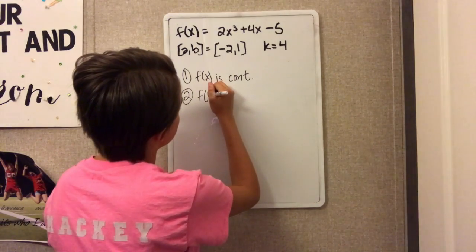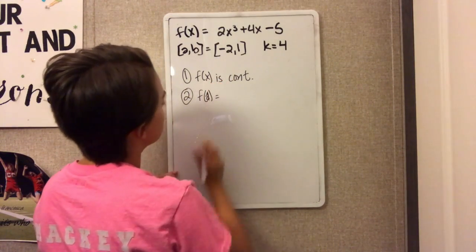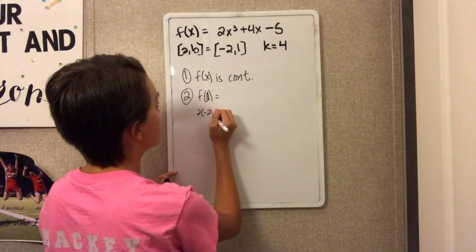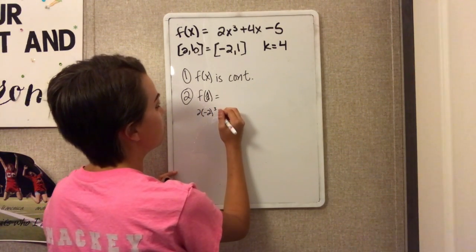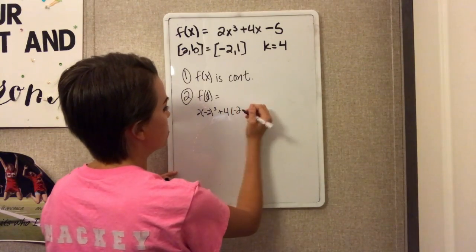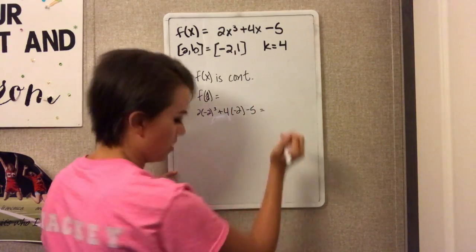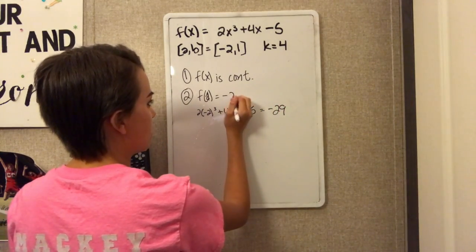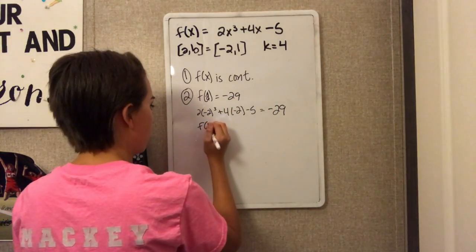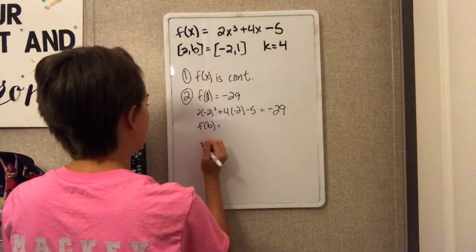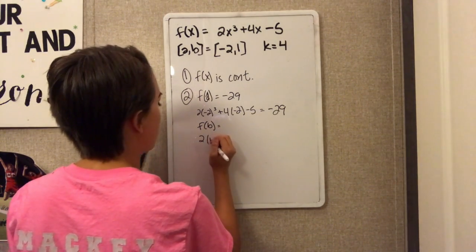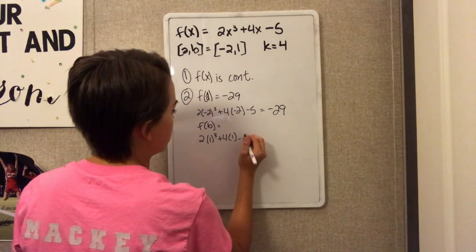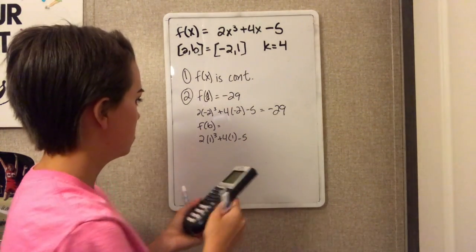F of a equals, so we're gonna do this. A is negative 2, so 2 times negative 2 cubed plus 4 times negative 2 minus 5 equals negative 29. So f of a equals negative 29. F of b equals, so we're going to go to 1 cubed plus 4 times 1 minus 5 equals 1.